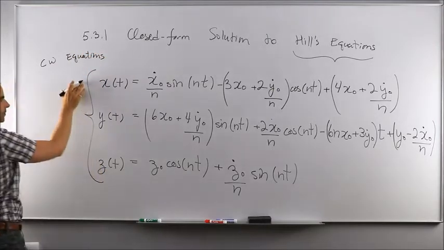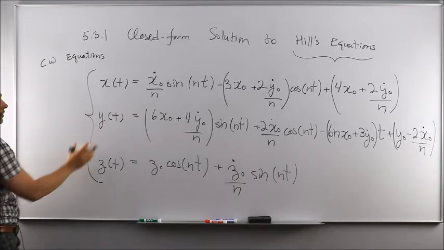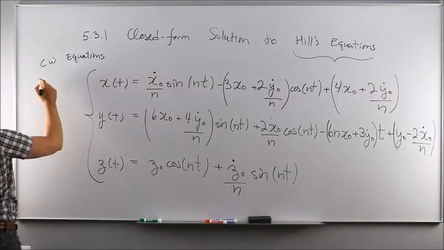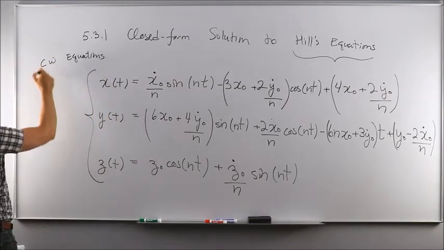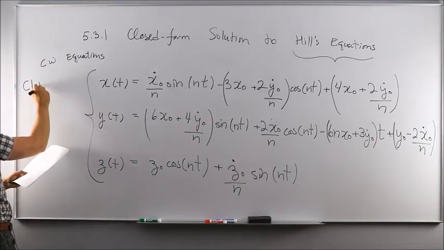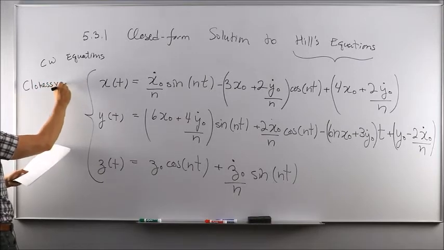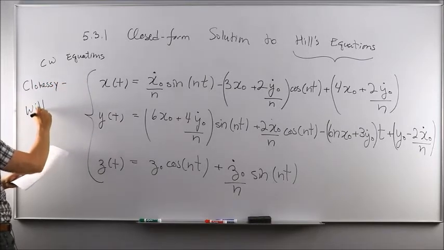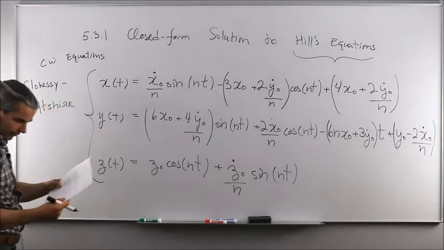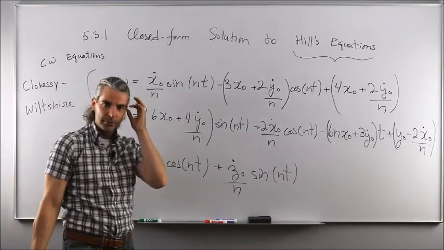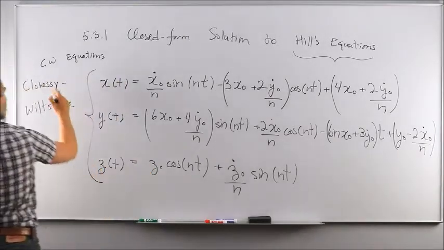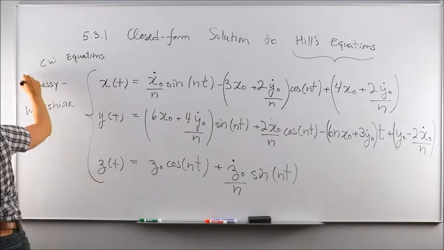CW, because the explicit closed form solutions to the differential equations that were developed by Hill were obtained by two gentlemen whose last names were Clohessy and Wiltshire, in the context of the Mercury and Apollo space programs back in the 50s and 60s era. Okay, so Clohessy-Wiltshire equations, or CW for short.